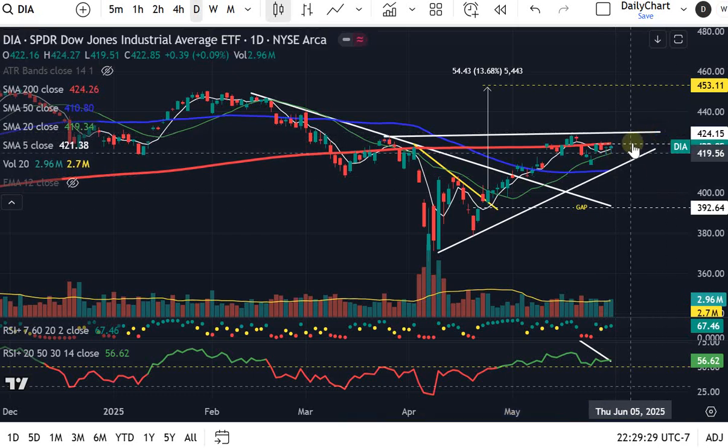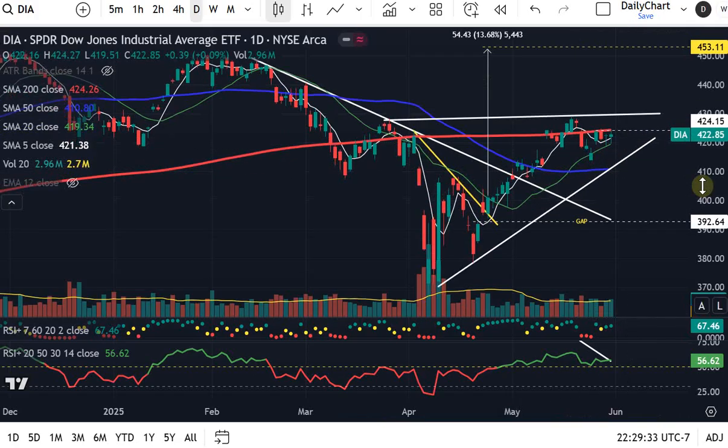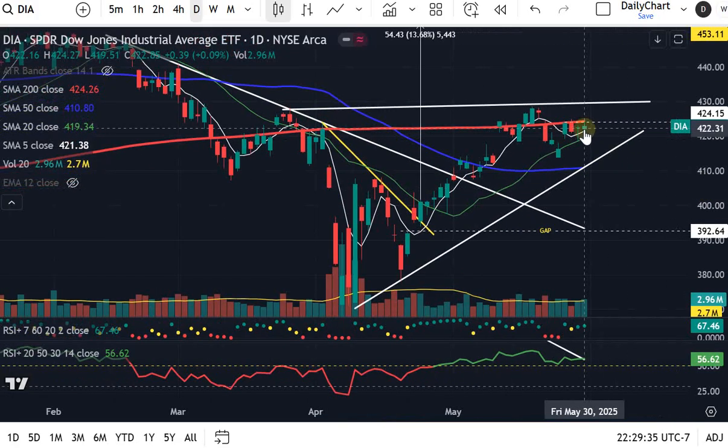So we're going to be ping-ponging back and forth here. Looking closer here, we are above the 5-day moving average, but we're under the 200 here, so that's causing us resistance. If we can break this, then our next stop would probably be right up to the top of that 430.